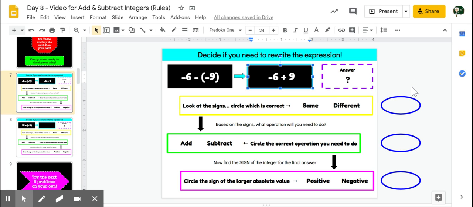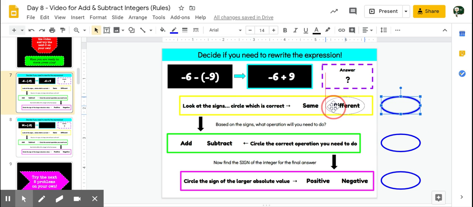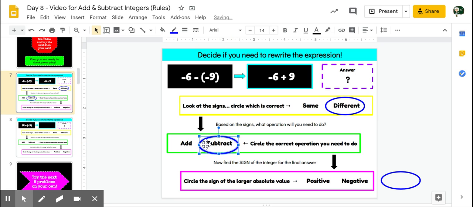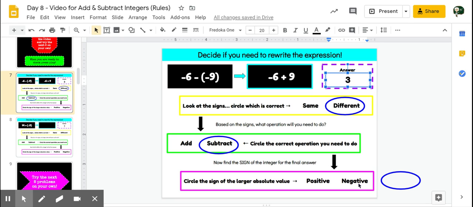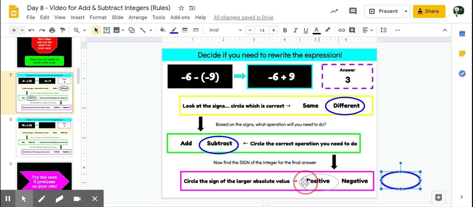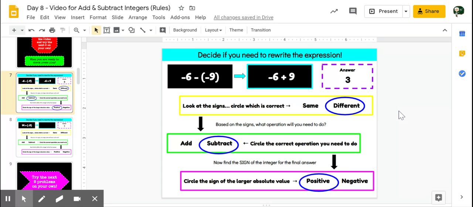So now that we have it rewritten as an addition problem, look at our signs. Are they the same or are they different? I have a negative 6 and a positive 9. So my signs are going to be different. Different signs tell us that we subtract. And 9 minus 6, because remember, we subtract absolute values. So 9 minus 6 gives us an answer of 3. So now I have to circle the sign of the larger absolute value. Well, 9 is a larger number, 9 is positive, so that tells me that my answer is going to be positive. So I can leave this answer as 3 or a positive 3.